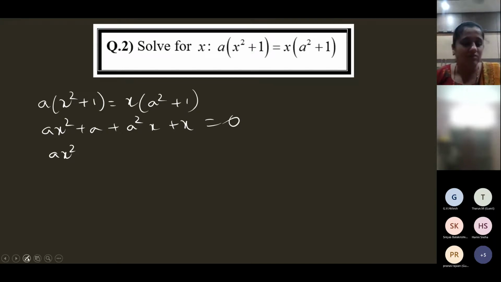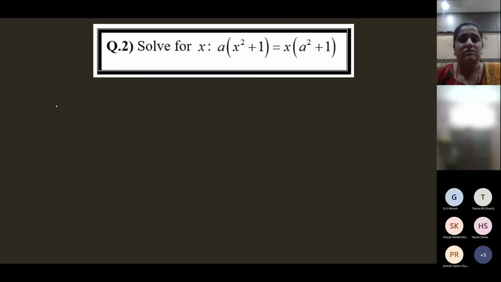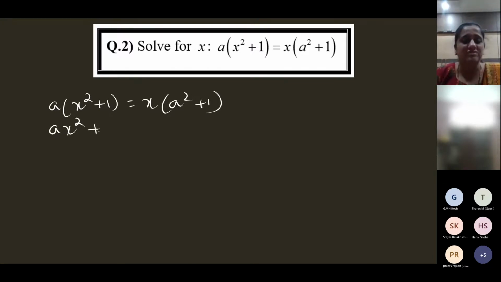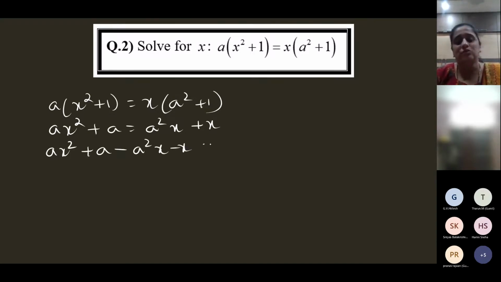Oh my, I went wrong. One second. a into x squared plus 1 is equal to x into a squared plus 1. So a x squared plus a is equal to a squared x plus x. Now bring everything to one side. So a x squared plus a minus a squared x minus x is equal to 0.